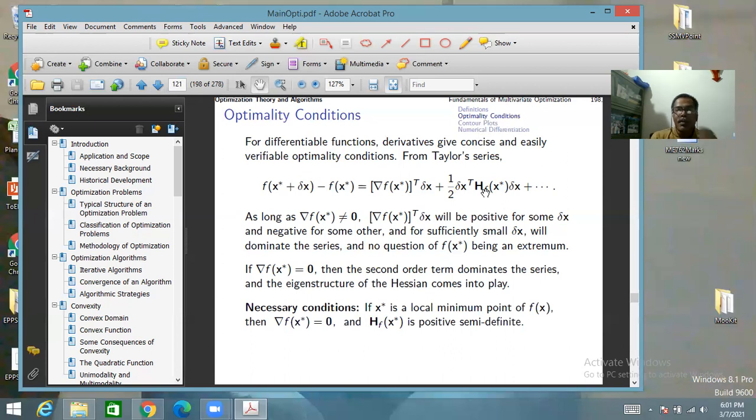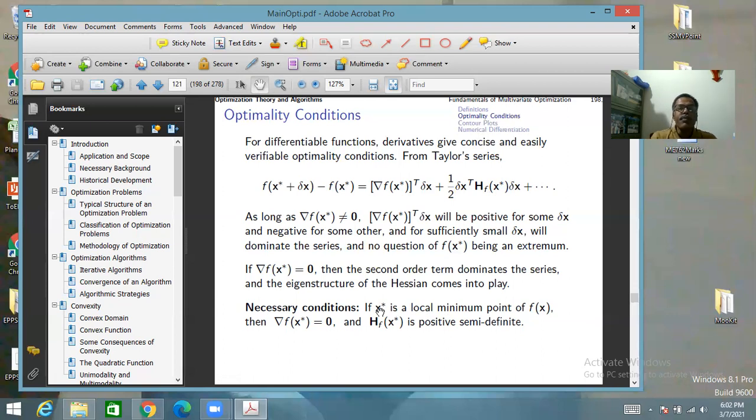But we will be talking about the matrix being positive semi-definite and positive definite. For the necessary condition, we have positive semi-definite. That is, the necessary condition is expressed in this manner. If x star is a local minimum point, then these things are necessary. That is, without these two holding, it cannot be a local minimum point.